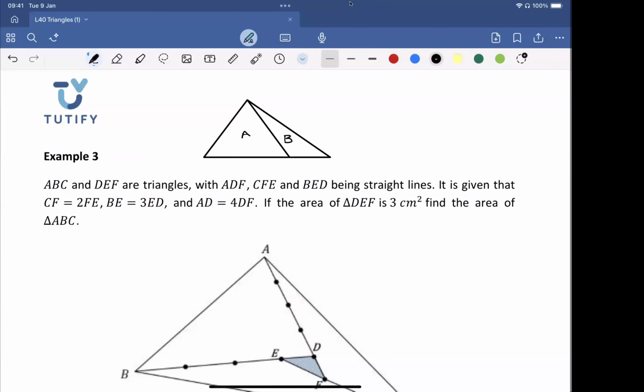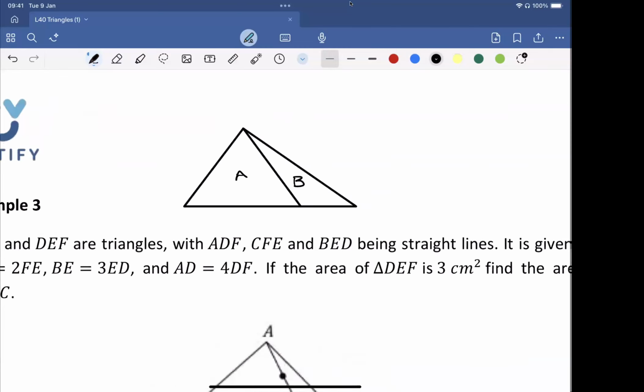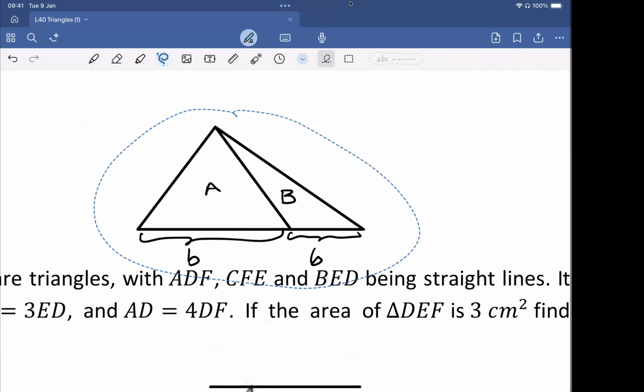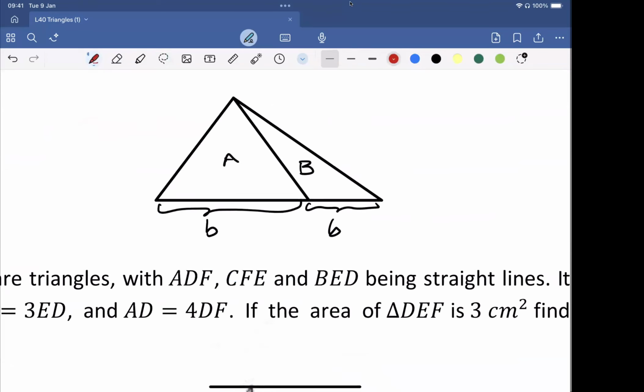Okay, Irsyad, I want to ask you, do triangle A and triangle B have the same height? Let's say that this is the base. Then where's the height? The height must be how many degrees to the base? 90 degrees. Yes, 90 degrees. So if I were to draw the height of triangle A, can I draw it like that?